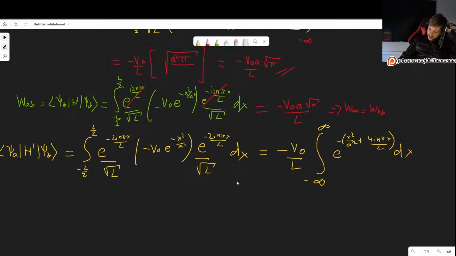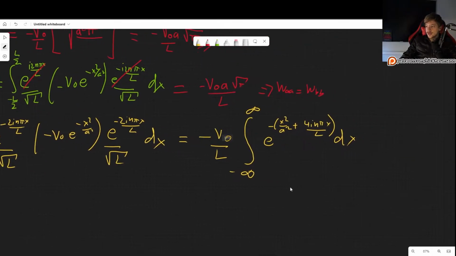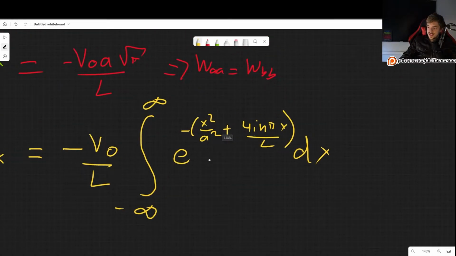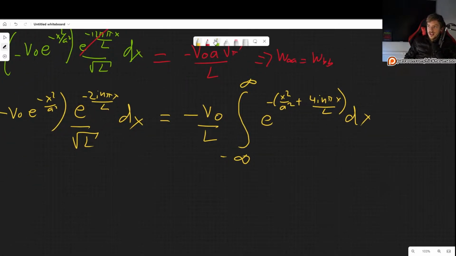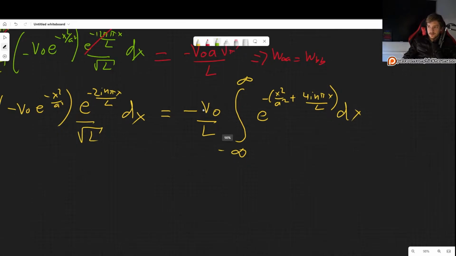I think it was problem 2.40 something. I know I did it in my channel, but I'll show you how to solve it. So we have to turn this integral into a Gaussian integral. So basically, we need to complete the square, right?